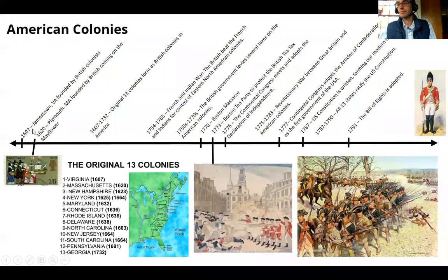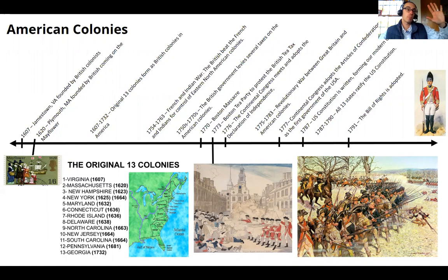1607, we have Jamestown, Virginia, founded by British colonists. So, of course, Native Americans have been living in North America for thousands of years. But then you have the British come over, and you have the explorers. You have Christopher Columbus, 1492, a good long time before Jamestown, Virginia, 1607. 1492, Columbus sails the ocean blue. That's what I was always told. So 1492, Columbus, and then shortly after him, a bunch of explorers.